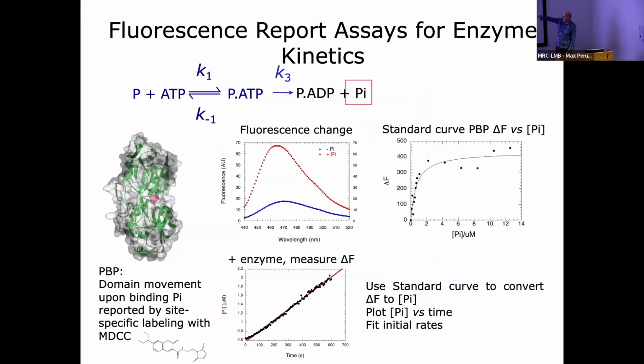Another way of using an extrinsic fluorophore is as a reporter. In this case, we've got a phosphate binding protein which has been labeled with a coumarin derivative, and when it binds inorganic phosphate, it has a big change in the fluorescence because there's a slight domain movement. We can correlate that against a standard curve of inorganic phosphate against the change in fluorescence. And so we can look at the kinetics of this enzyme that's cleaving ATP and releasing Pi, measure the change in fluorescence against time, fit the initial rates, and convert that into phosphate.